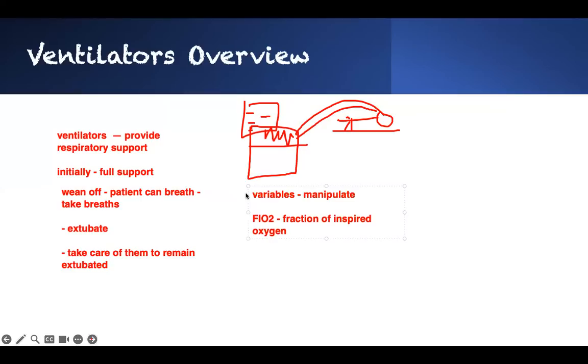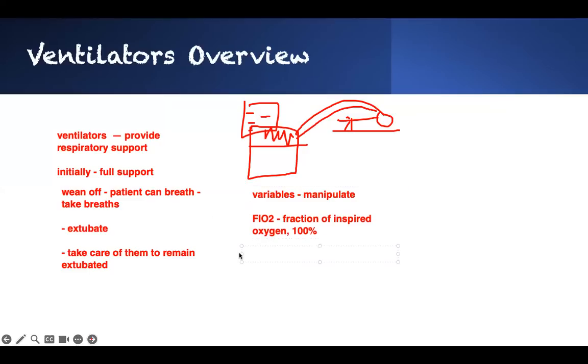Like we're sitting at, sometimes in a room, at 21%. But with this one, we're giving them a certain fraction of oxygen. Sometimes it ranges; the highest is 100%. So you can go to 100%, 90%, 30%, but we always try to come down to room air FiO2, like 21%. But you can go to 100% oxygen inspired. You can go all the way down.